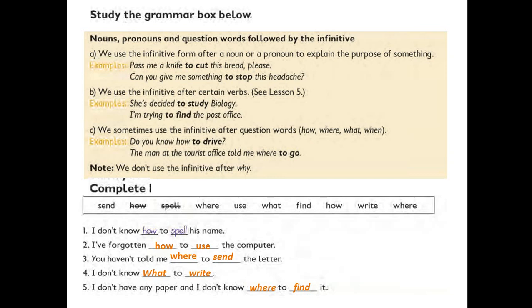Okay, so we sometimes use the infinitive after question words. Which question words? How, where, what, when. But we don't use the infinitive after why. Be careful with this sentence, okay?